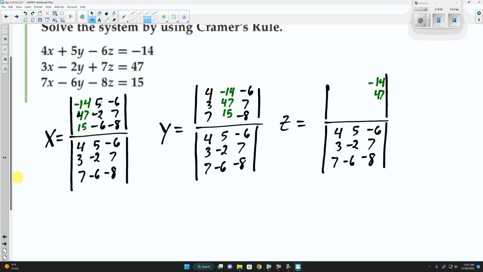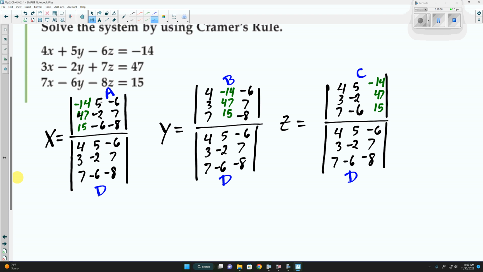So negative 14, 47, and 15. But the x value is 4, 3, 7, and 5, -2, -6. The x and y values will stay the same. Questions on how we set these up? But this time, how many matrices do we have? 4, because we have 3 for just the numerators, and then we have 1 for the denominator.